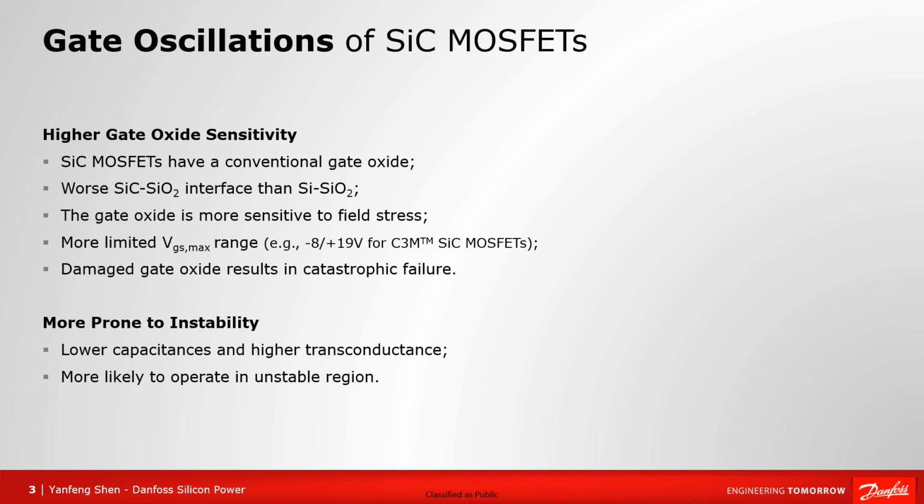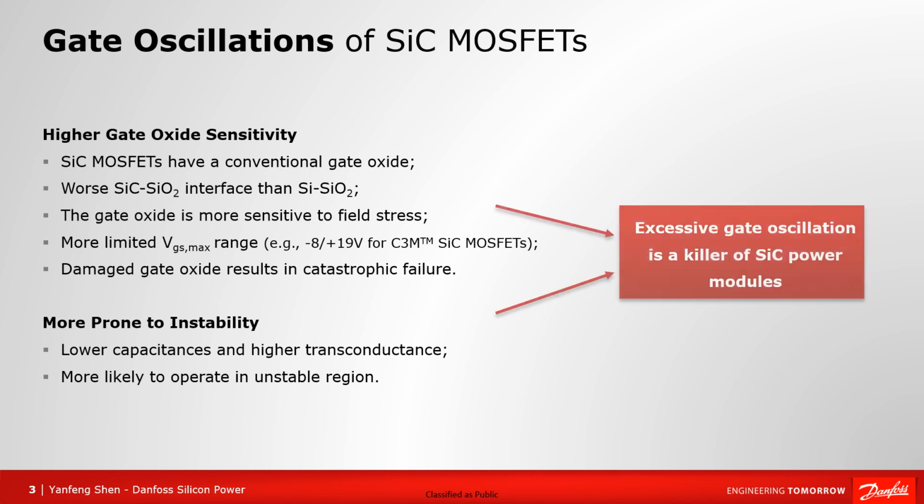In the meanwhile, because of the lower capacitance and higher transconductance, it's more likely for silicon carbide MOSFETs to operate in unstable regions, particularly in switching and short-circuit conditions. So, due to the two facts, the higher gate oxide sensitivity and the higher proneness to instability, the excessive gate oscillation is identified as the killer of silicon carbide power modules.